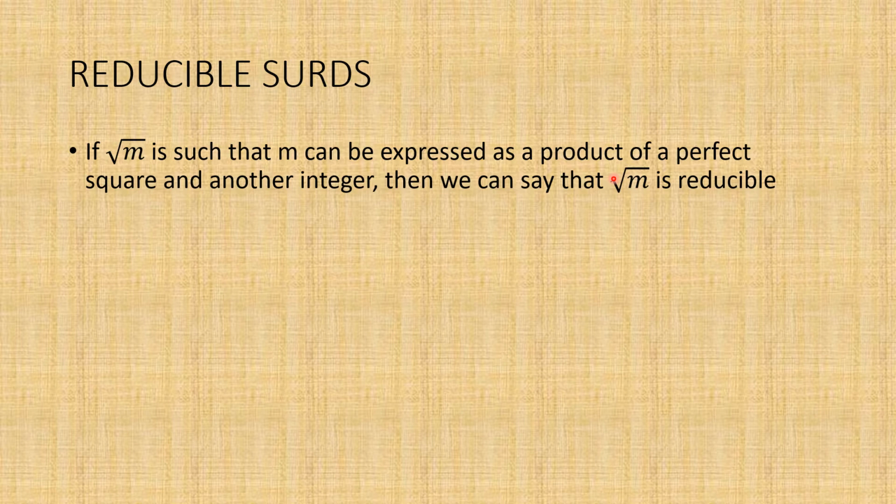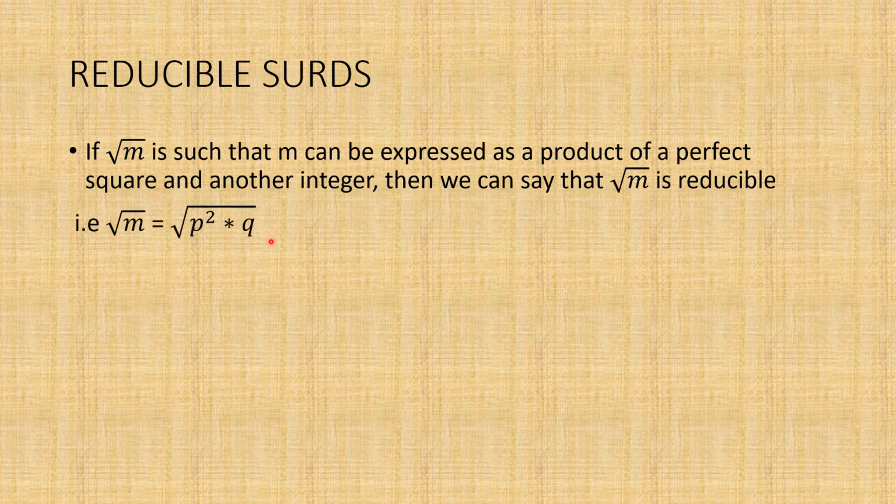What do I mean by a perfect square? A perfect square is any number that has a square root. For example, if I have root of 4, we can get the square root of 4 as 2. Therefore, 4 is a perfect square.